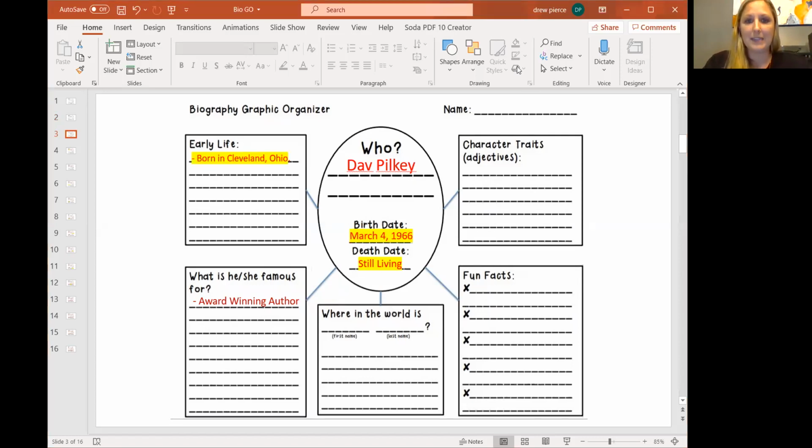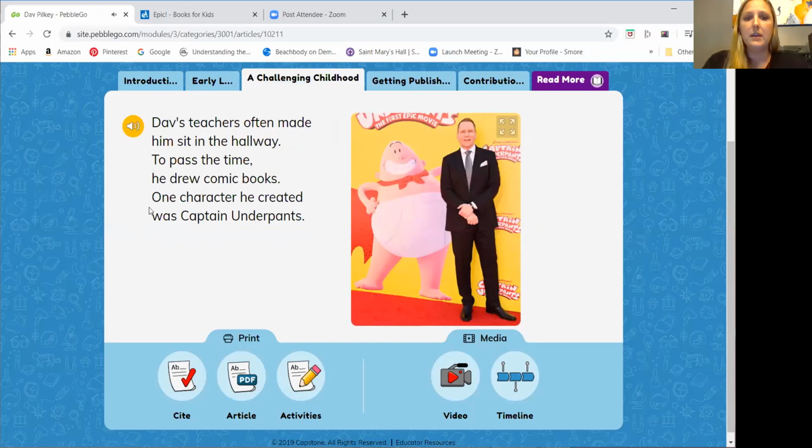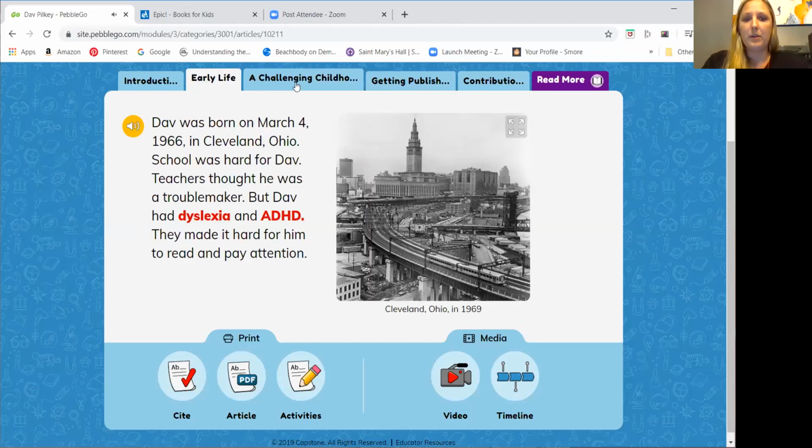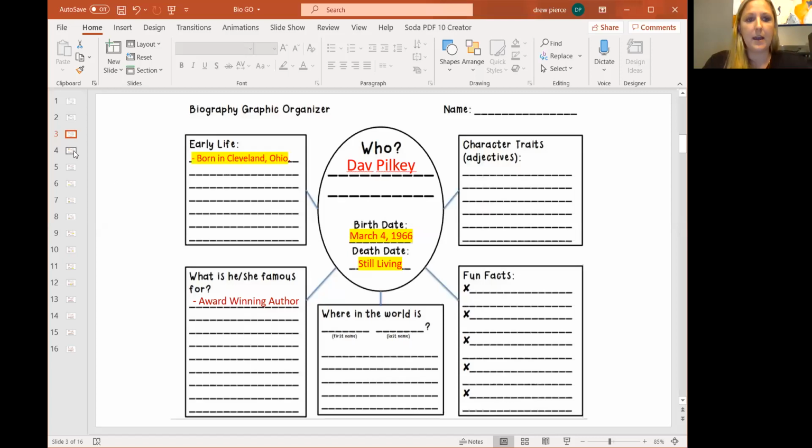Let's go back to the next heading, and let's learn a little bit more about his life, his childhood. Challenging childhood. So in both of these, a little bit in early life and challenging childhood, I've learned a couple more things that I can add to my graphic organizer. I have now learned that school was difficult for him. And again, I put it in my own words, in an incomplete sentence or a complete sentence. School was difficult, and teachers thought that he was a troublemaker.